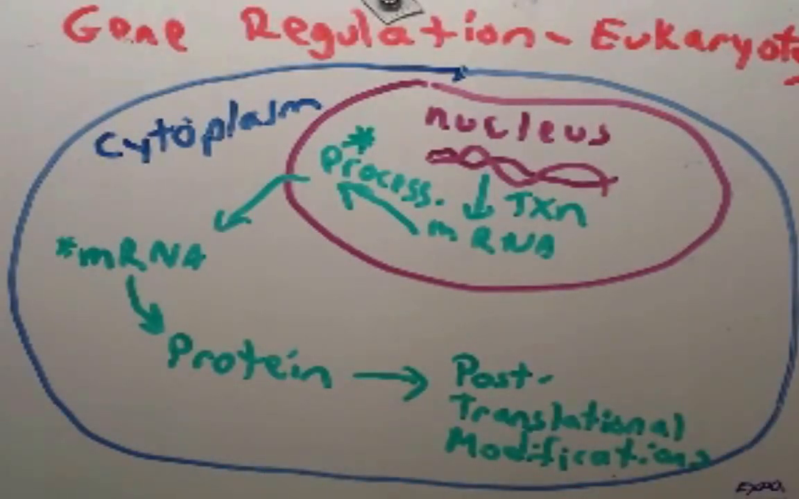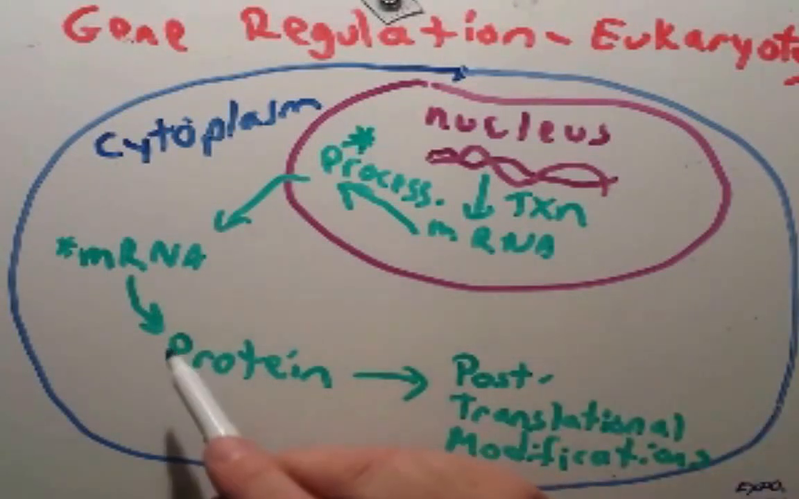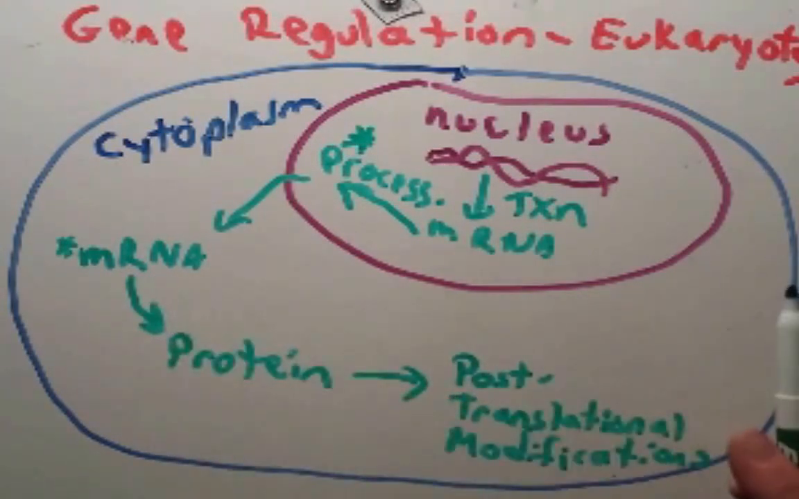There are some regulatory actions that occur at translation in bacteria, but we see a lot more in eukaryotes. For instance, in the cytoplasm, this messenger RNA can be silenced using special kinds of RNA molecules called microRNAs or short interfering RNAs. And we'll talk a little bit about those towards the end of these podcasts.